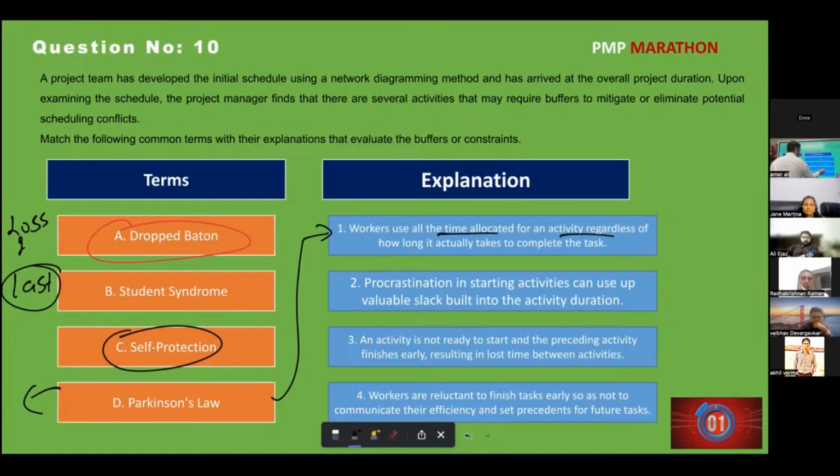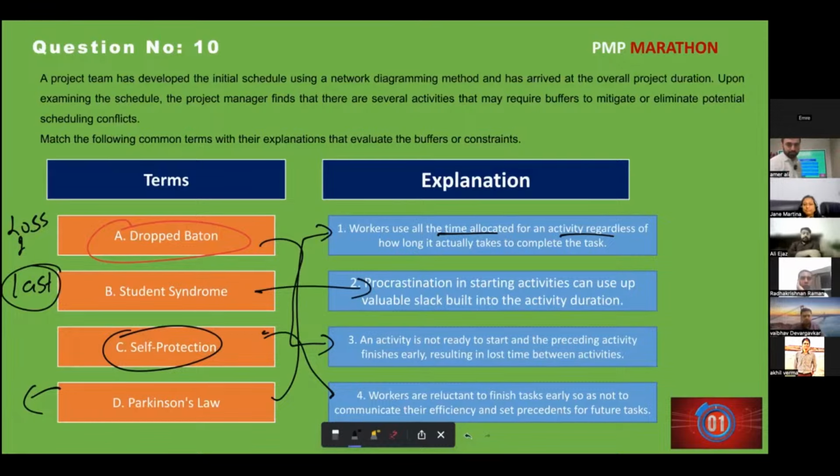Procrastination can use up valuable slack time. An activity is not ready to start, resulting in lost time. This is dropped baton. Workers are reluctant. So this is self-protection. This is students. This is how the entire question works.